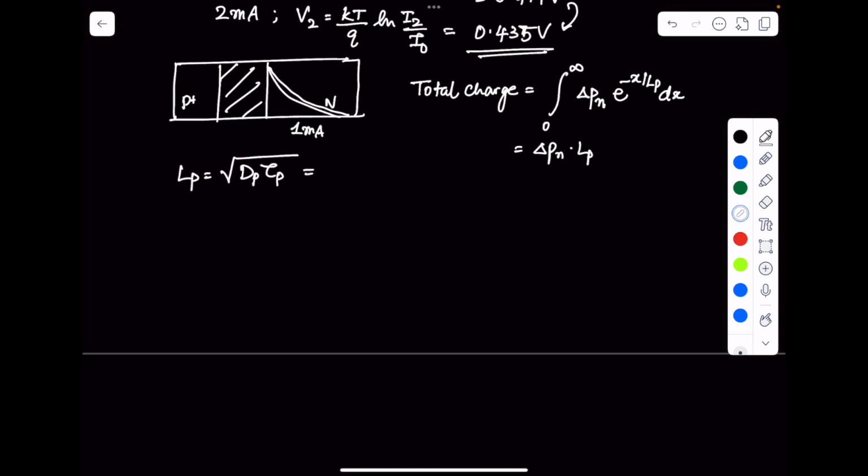My Dp is 12, times 1 nanosecond, which is my tau p, which gives me 1.095 micron. So that's the diffusion length, right? And so I need to now know the total charge. Now to know the total charge, what do I need? I need to first know the doping concentration on the ND side. But I've not been given the doping concentration.